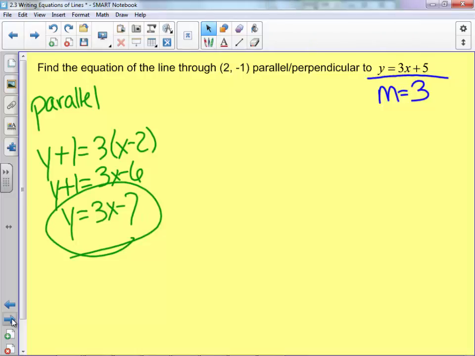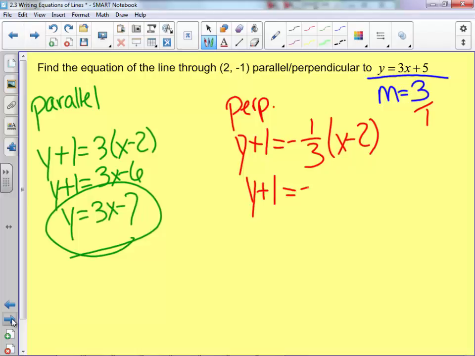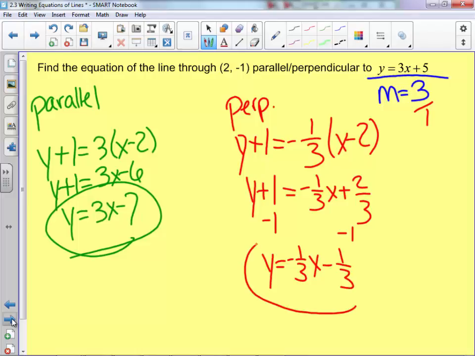And now for perpendicular, you use opposite reciprocal. So we'll still have our y plus 1. This time, remember this was over 1, so we flip it and make it negative. Distribute that negative 1/3. Notice the negative times the negative is a positive. Subtract 1. 2/3 minus 1, or if you've got 2/3 of a pie, you take away a whole pie, you're down 1/3, so negative 1/3.